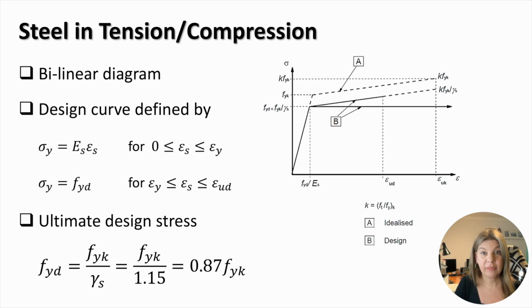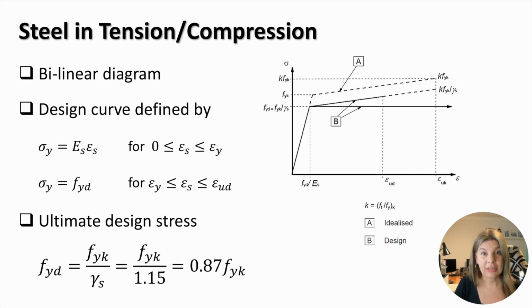The second part of the curve between epsilon y and epsilon ud can be assumed as inclined or horizontal, where the former takes into account the effect of strain hardening. However, since the design of reinforced concrete structures assumes that the maximum stress in steel is equal to the design yielding strength, the horizontal part of the curve is adopted. That is, sigma y equals Fyd in the range between epsilon y and epsilon ud. Note that the two curves are given in the diagram. Curve A represents the characteristic stress-strain relationship, and curve B represents the stress-strain relationship used in design.